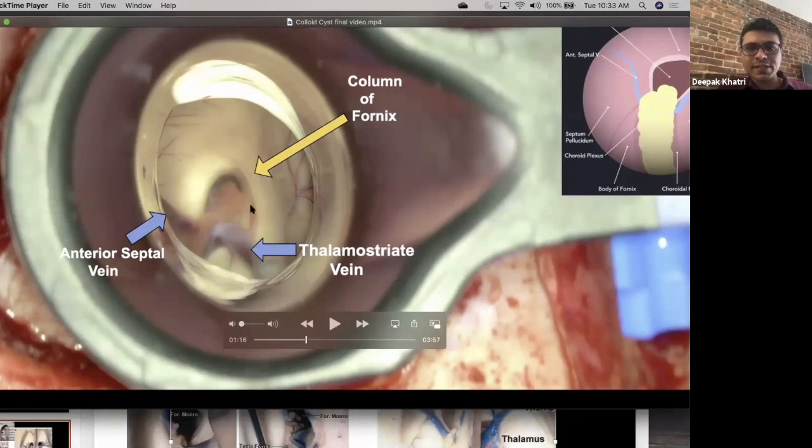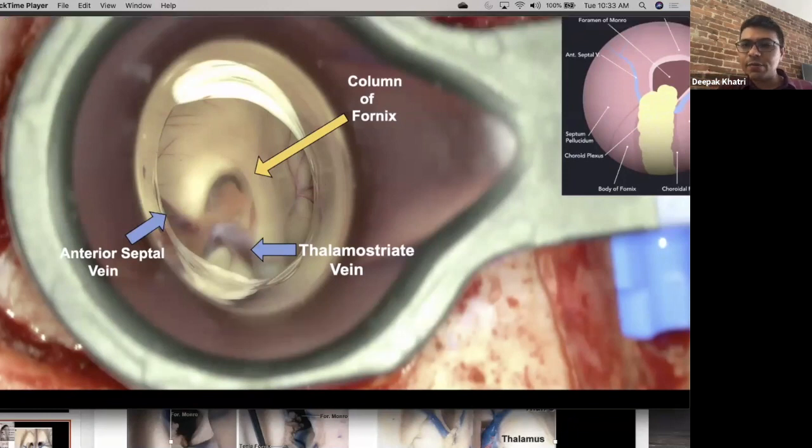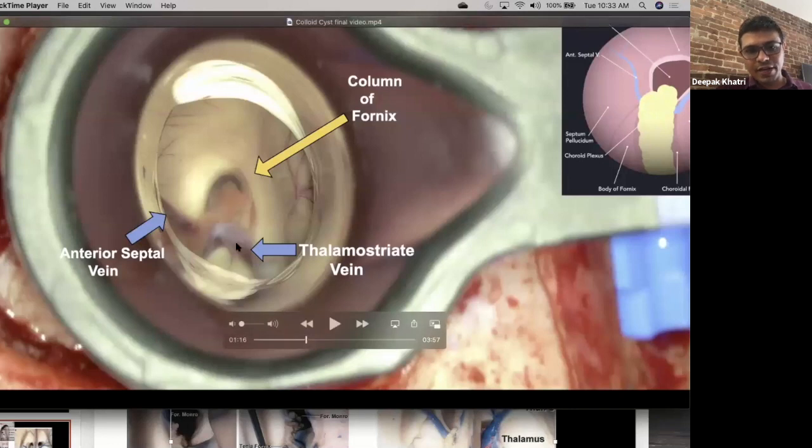Remember, I told you it is a frond-like structure, which is really friable, really vascular. So you have to be really careful when dealing with tumors of this location or dealing with any pathology, because if you injure any of these structures, you might run into trouble. There can be a lot of bleeding, and it's full of CSF. So it becomes really difficult to control the bleeding if you don't take care of these structures.